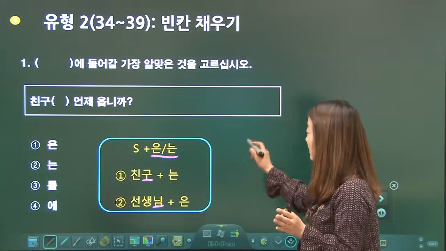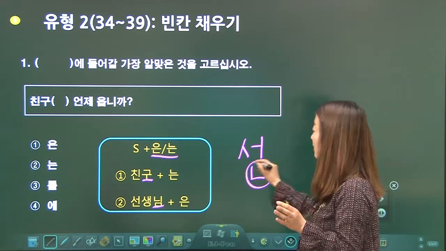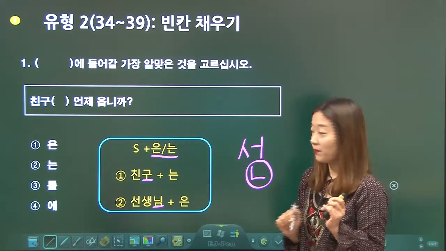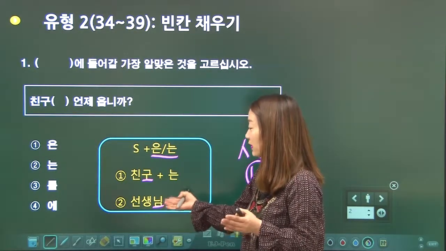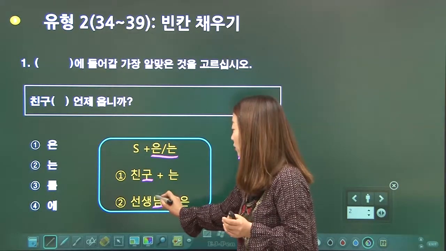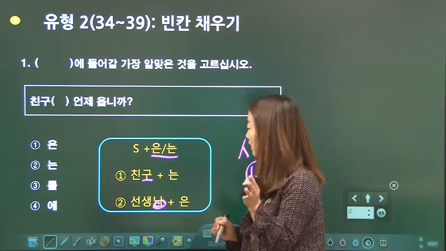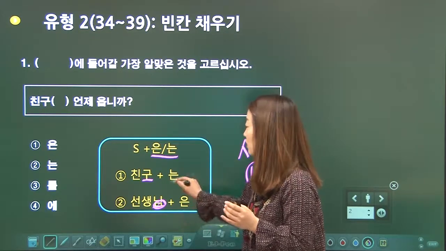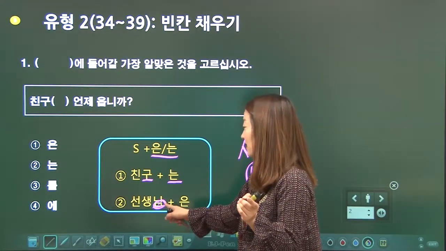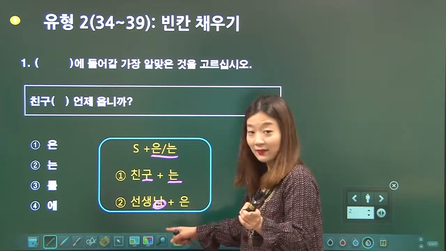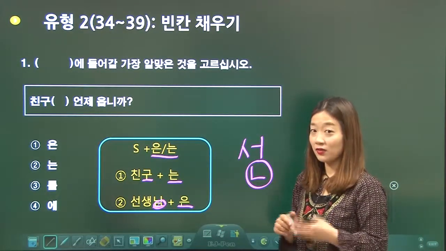Remember the 받침? Look at this. First, second, third, last. This last consonant we call 받침. So 친구, 구 doesn't have any 받침. What about 선생님? 님 of 선생님 has first, second, last. Can you see? It has 받침, right? So if the word doesn't have any 받침, you need to use 는, 친구는, all right? If the last letter has the 받침, you should use 은, 선생님은. So do you understand about it?